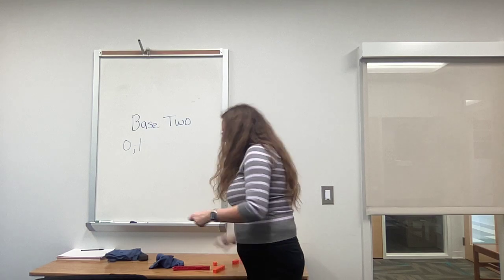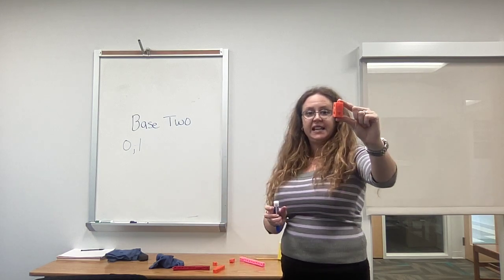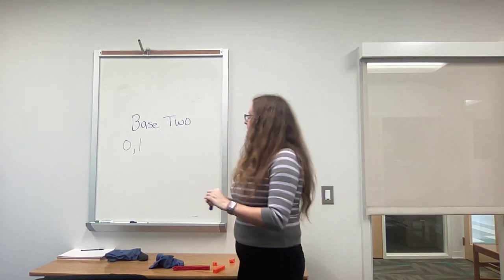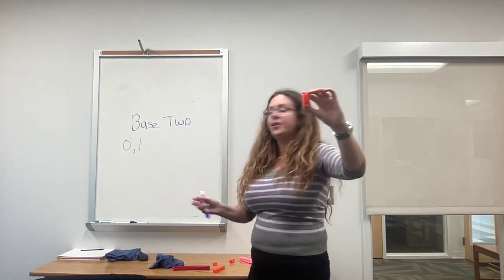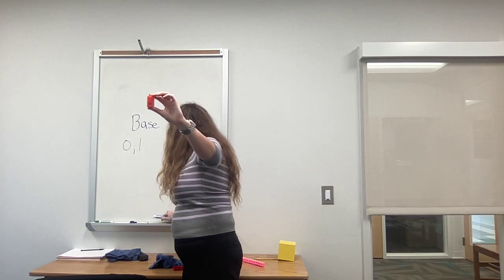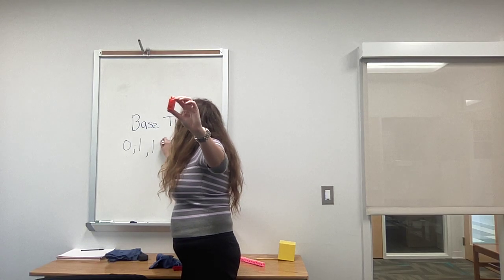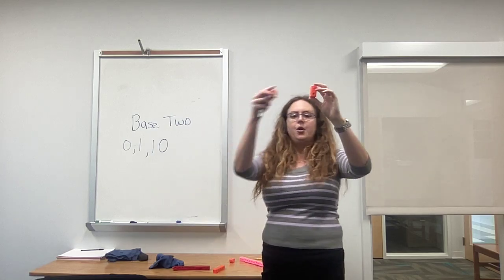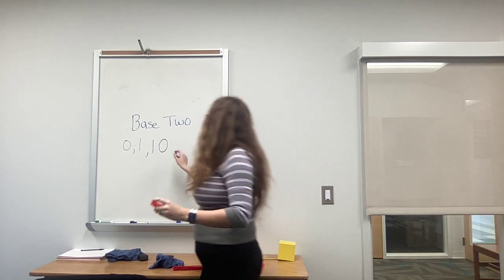So that means a rod is really, really tiny. It only has 2 blocks in it now. So when I start, I've got 0, 1. Next, I have 1 rod, 0 ones. Then I have 1 rod, 1 one.